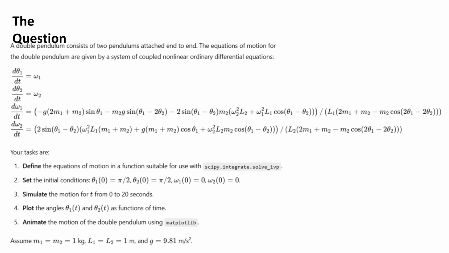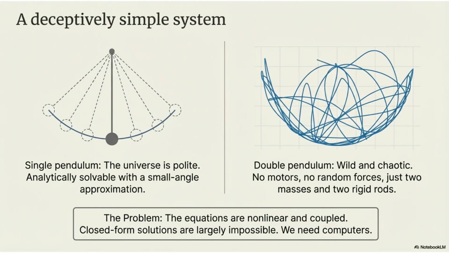The equations of motion are a system of coupled nonlinear ordinary differential equations, which you see here. While a single pendulum is analytically solvable, the double pendulum is wildly chaotic. The equations are nonlinear and coupled, making closed-form solutions largely impossible. We need computers to solve this.